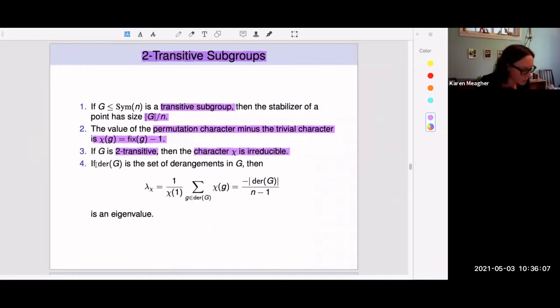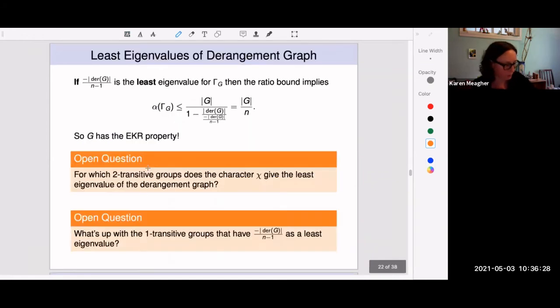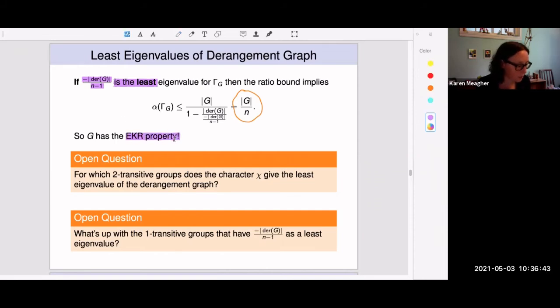So if I have this set of derangements, I figure out the eigenvalue for this character, and wow, I get this pretty little number. The character corresponding to this irreducible representation is the number of derangements divided by n-1, with a negative. So for sure, this is going to be an eigenvalue for any two-transitive group. If magically everything's perfect and it's the least eigenvalue, I drop it into the ratio bound and exactly the right number falls out. So if this is the least eigenvalue, I've got the EKR property with the ratio bound.